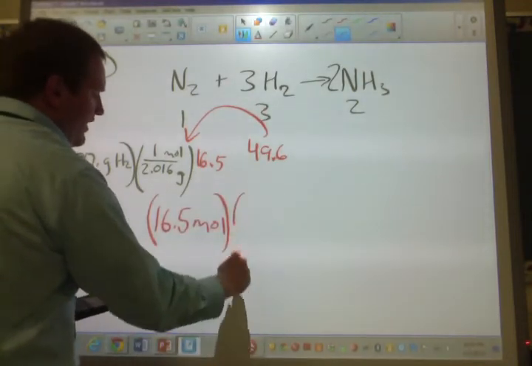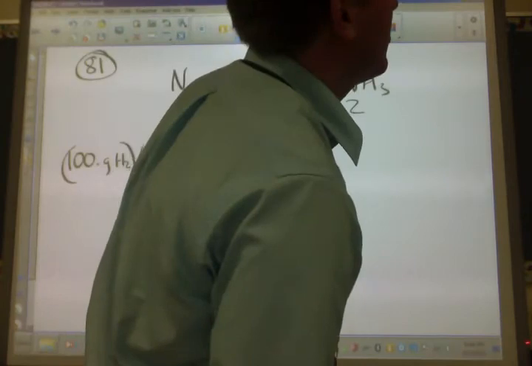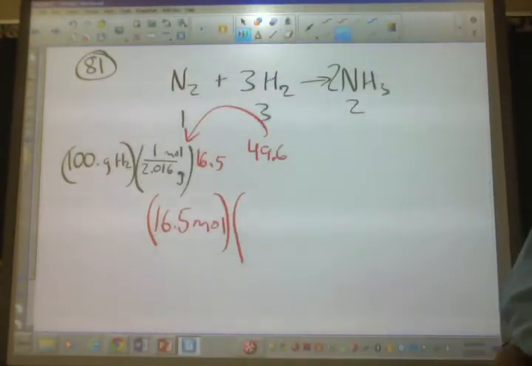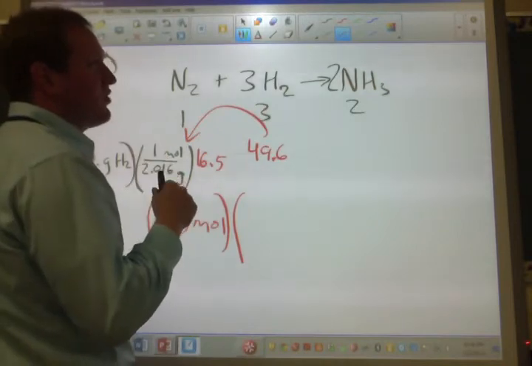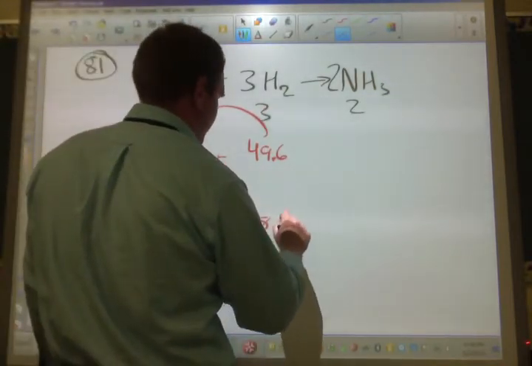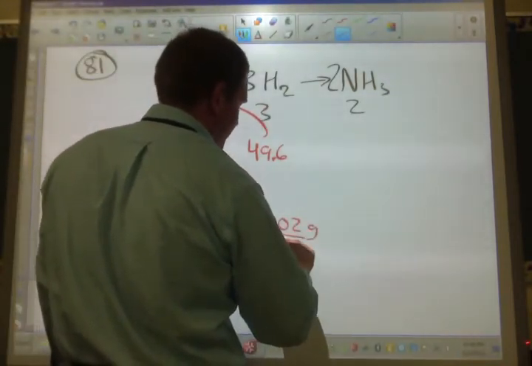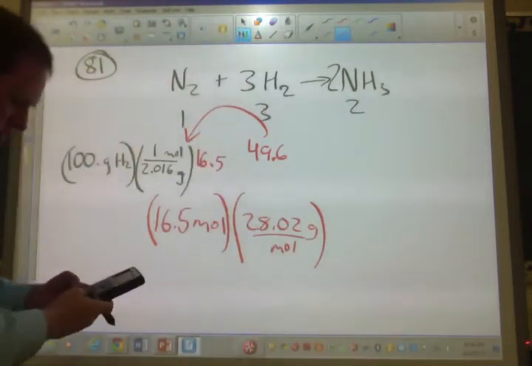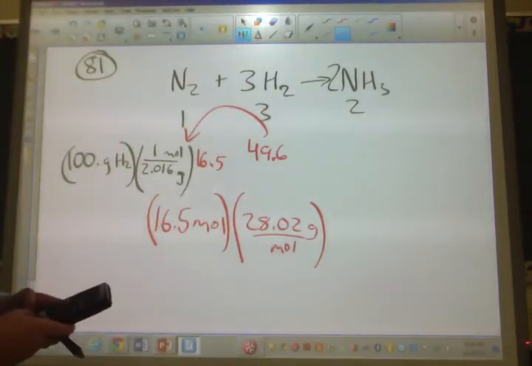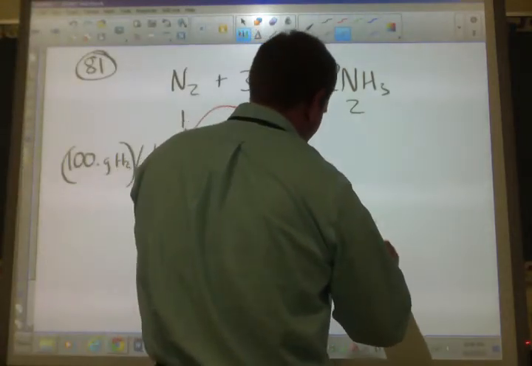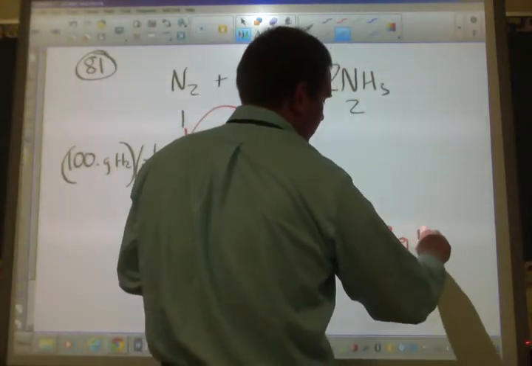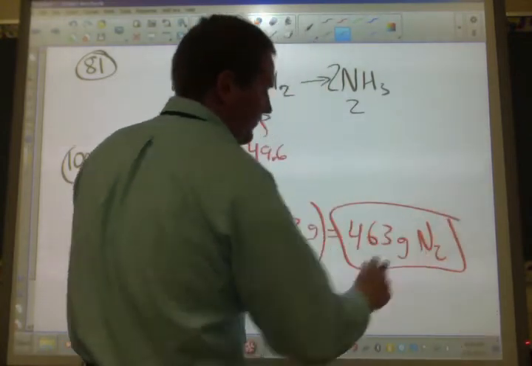Let's convert that to grams. So N2 is going to be 14.01 times 2, so 28.02 grams per mole. And the answer I get is 463 grams of N2.